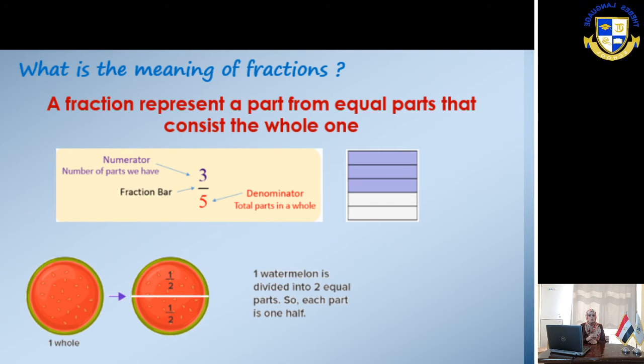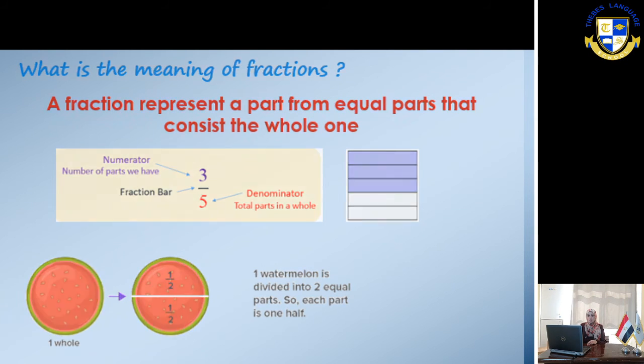you have also the watermelon. This is 1, and when divided into 2, you have 1 part from the top and 1 part from the bottom. A watermelon is divided into 2 equal parts. So each part is called a half. Half of the watermelon and another half of the watermelon.